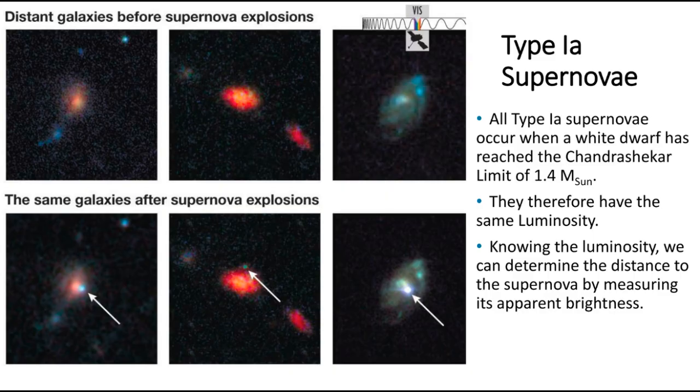So we can use these supernovae to figure out very long distances in space, and using these supernovae as standard candles was how astronomers discovered that not only was the universe expanding, but it was expanding at an accelerated rate. And we'll come back to that next week.